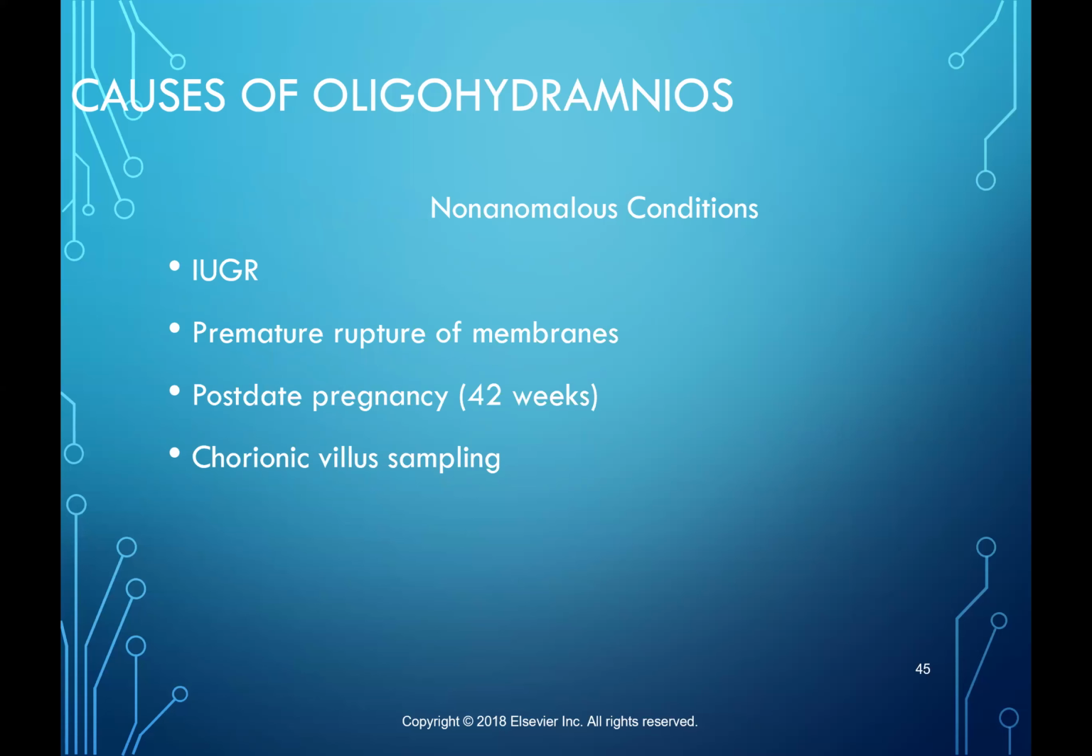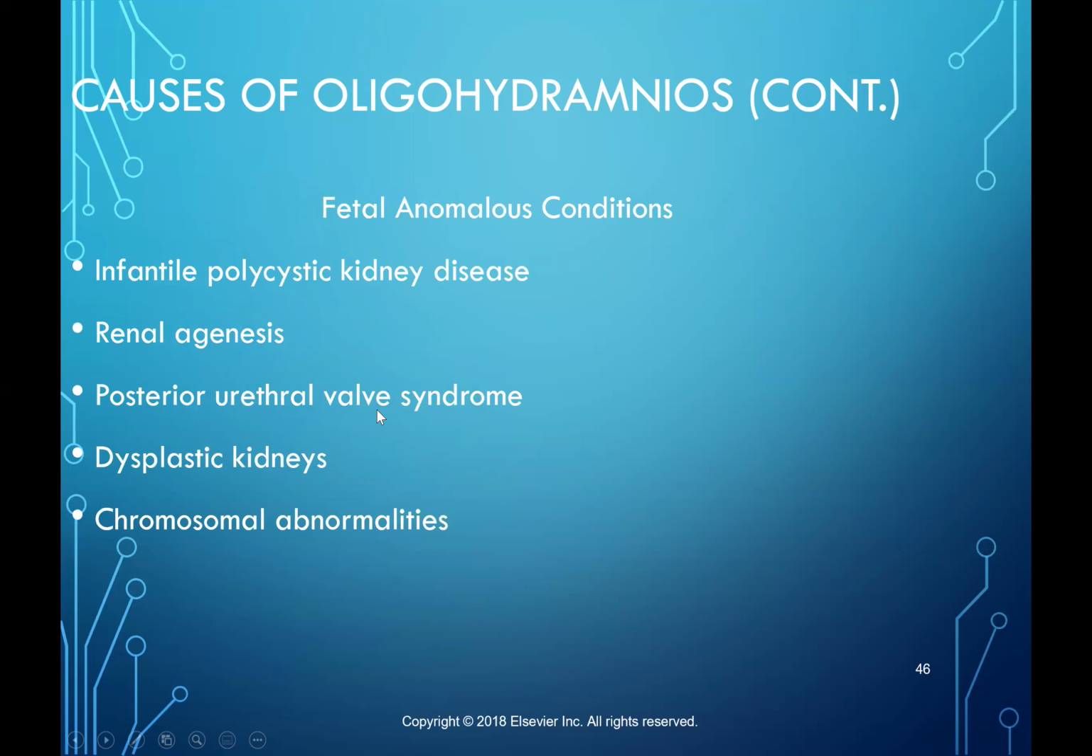So you do need to know that some of the non-anomalous conditions would be IUGR, premature rupture of membranes, post-date pregnancies, and chorionic villus sampling. Those would be things that occur with the baby that are not an anomaly that could cause oligo. Fetal anomalies that can cause it are infantile polycystic kidney disease. You need to know that. Renal agenesis, if they just don't have kidneys. Posterior urethral valve syndrome, which is a blockage in the urethra. Dysplastic kidneys, where the kidneys aren't functioning normally, and a chromosomal abnormality.